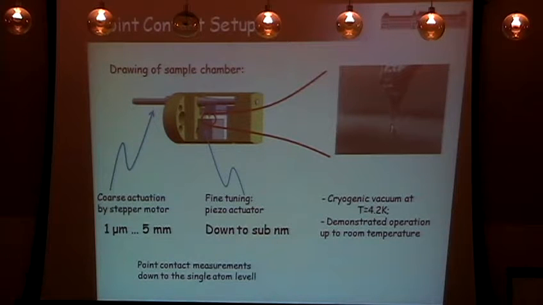The fine-tuning of the contact is achieved by a piezo actuator, which is good because we are really able to tune the point contact down to the 2 nanometer range. Most of our measurements were done in cryogenic vacuum at 4.2 Kelvin, but we also demonstrated the operation at room temperature. However, the data which I will present will be in cryogenic vacuum at 4.2 Kelvin.